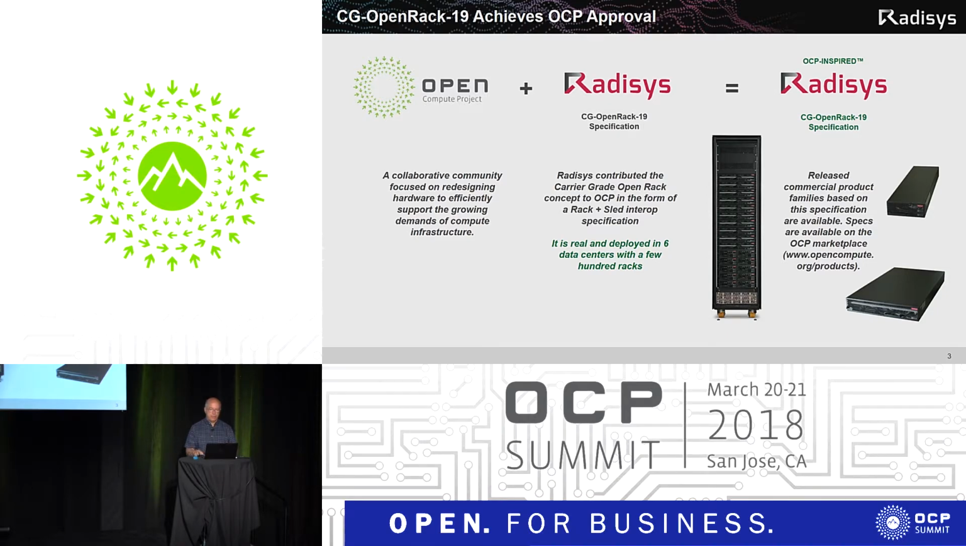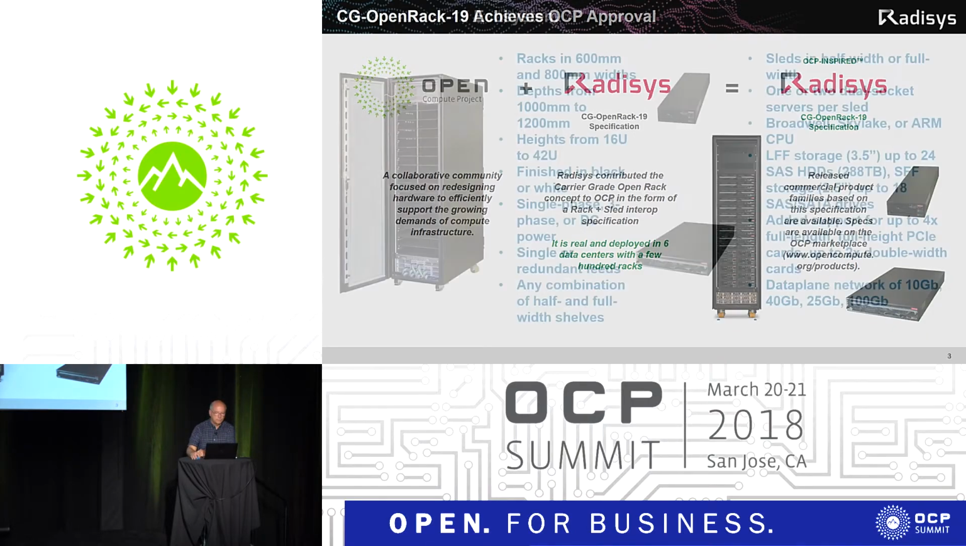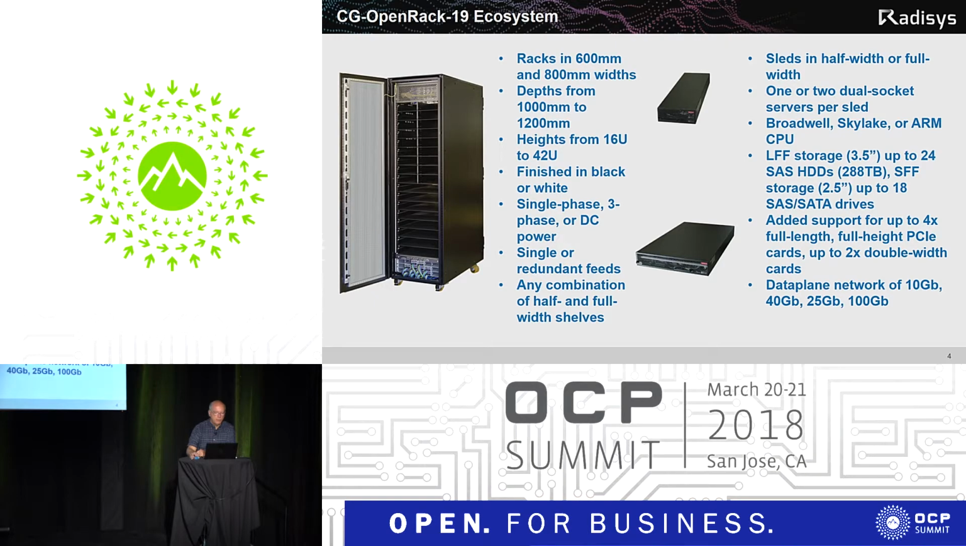You can see examples of CG Open Rack 19 sleds as well as a 16U rack in the AD-Link booth over there. The spec is available on the OCP marketplace. There's several rack and sled options available in production from the ecosystem partners. I've tried to summarize many of the sled and rack types available in this slide just to give you an idea of what is available. I'll be describing some of the options as well in my next presentation later this morning.